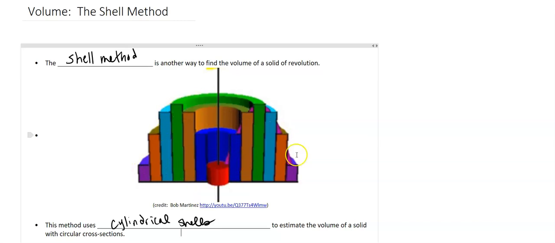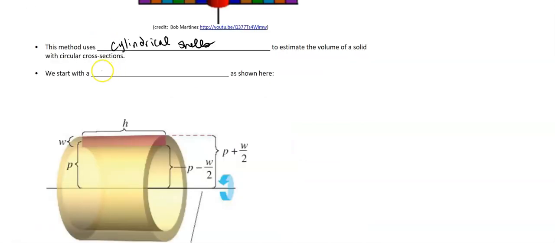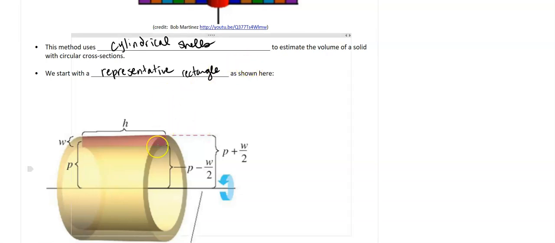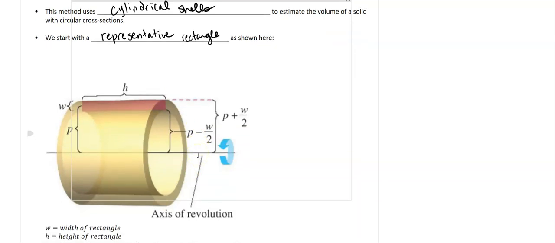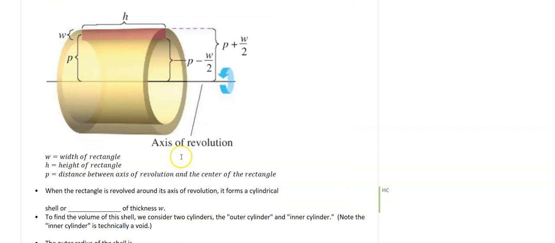And that's how we're going to estimate the volume of our shape, by looking at the volume of those circular shells or cylindrical shells. We start with a representative rectangle, which you can see here. It is this one right here with a width and a height. We spin that rectangle around an axis of revolution, and that's what forms each of the shells. So you can see a couple of different variables on here.